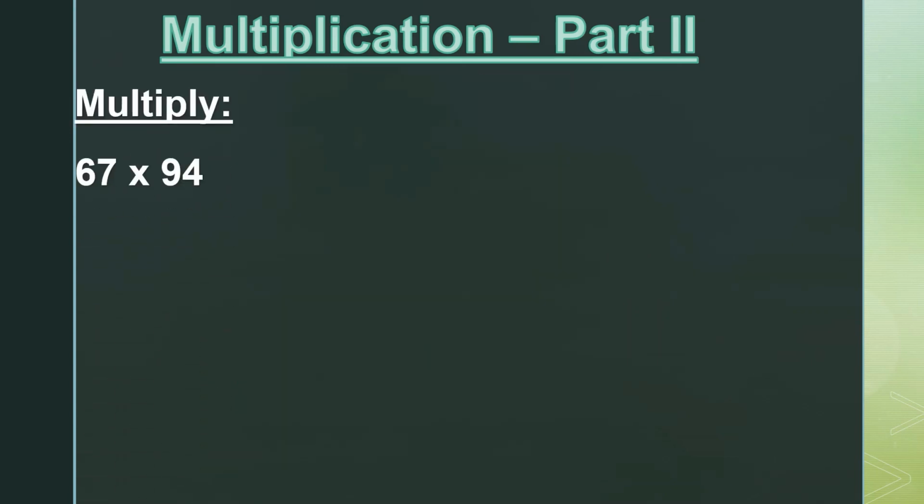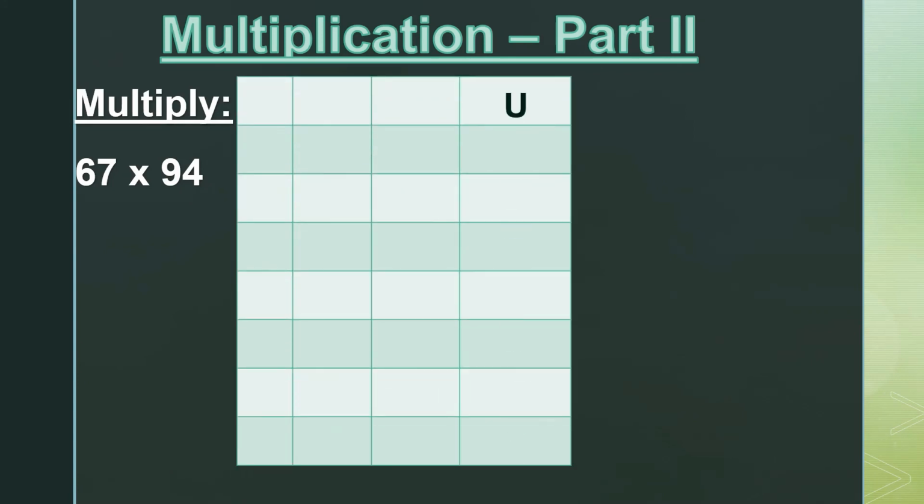67 multiplied by 94. Let us write the place values. 6 in tens place, 7 in units place, 9 in tens place, 4 in units place. Multiplication sign. 7 fours 28. We write 8 in units place, 2 in tens place. 4 sixes we get 24. 24 plus 2 is 26. 6 in tens place, 2 in hundreds place.